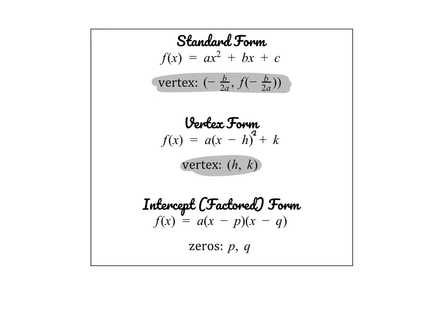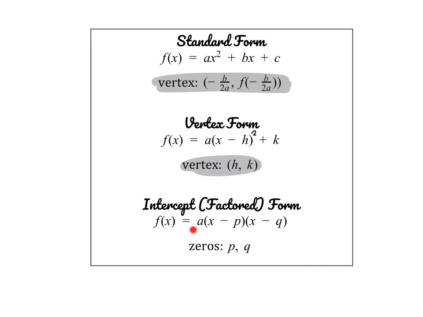The last form is called intercept form, or it's sometimes called factored form, and it looks like this. It's f of x equals a times x minus p times x minus q. So p and q are just two values. You can see that it is factored out, just like we've been learning to do. And so the numbers inside of your factors, the opposite of those numbers are going to be your zeros. So if you have a negative p here, positive p would be your 0 or your x-intercept. And if you have negative q, this is positive q.